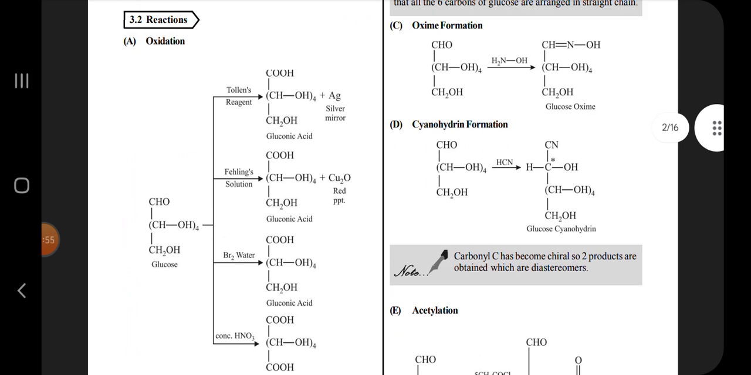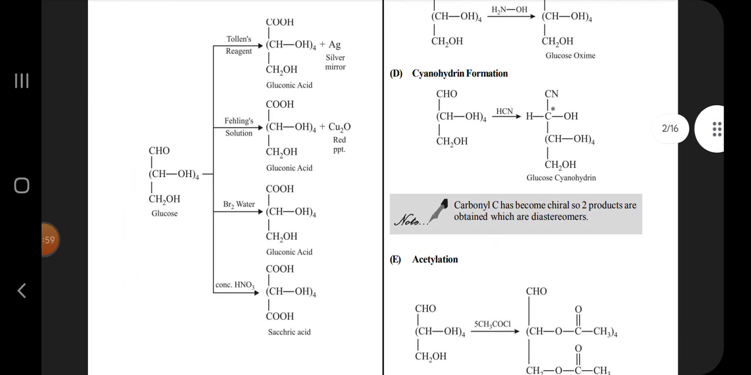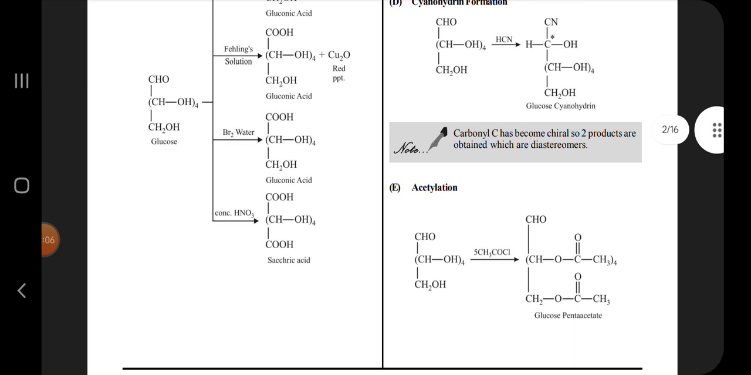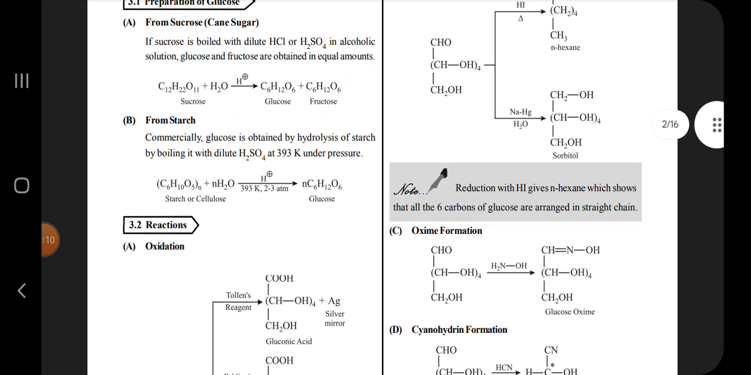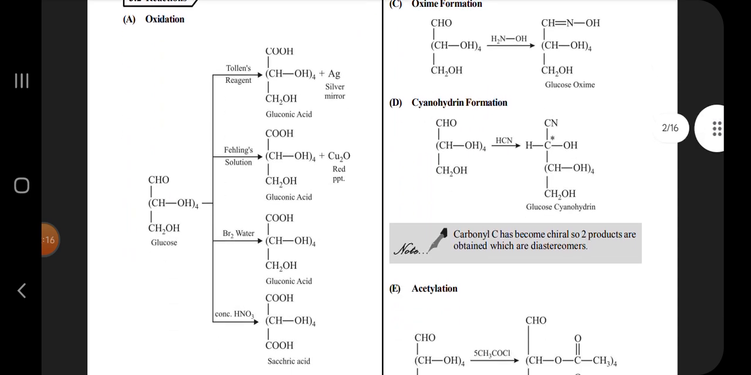Oxidation: these are the reactions. Glucose reacts with Tollens reagent to give gluconic acid. It reacts with Fehling's solution to give gluconic acid. It reacts with concentrated HNO3 to give saccharic acid. Reduction with HI gives n-hexane, which shows that all 6 carbons of glucose are arranged in a straight line.